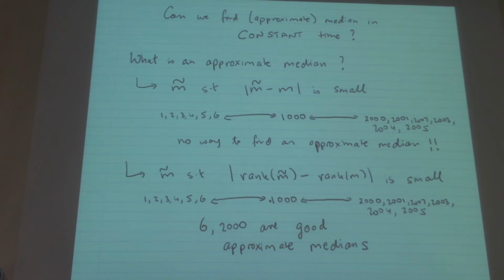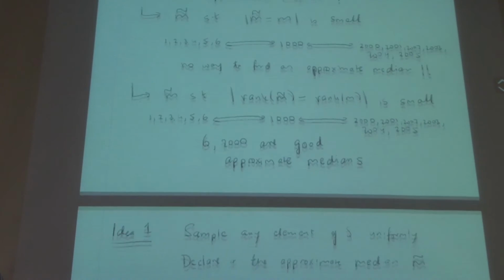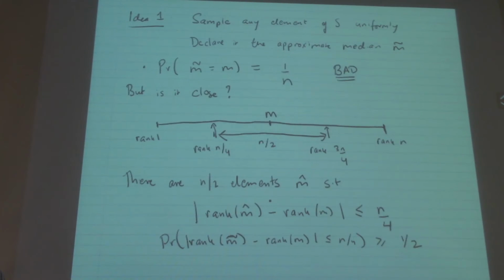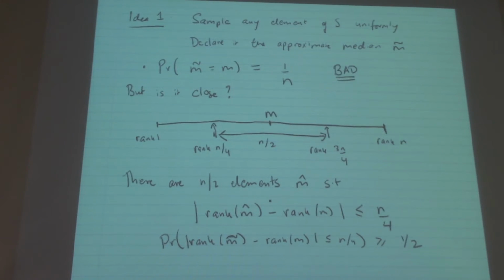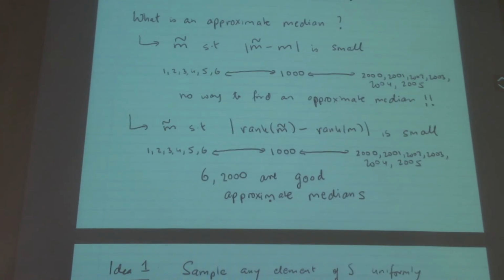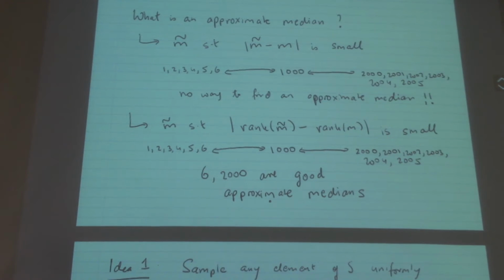Let's try to come up with a solution. And here's a solution. Sample an element randomly. That's your median. This is the most brain-dead solution you could come up with. I just pick an element at random and say, yay, median. So in this case, for example, I'd pick 3. That's my median. That's going to be random.